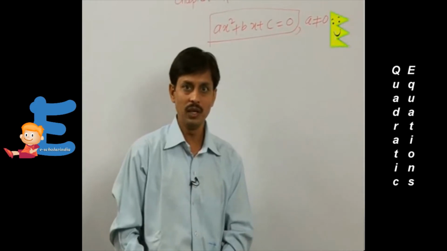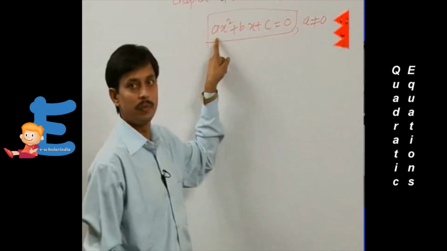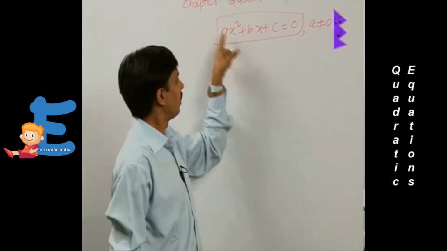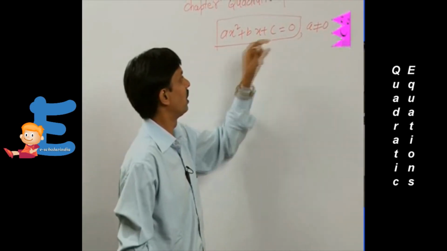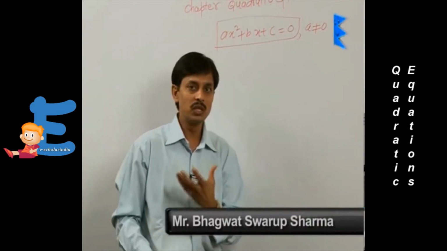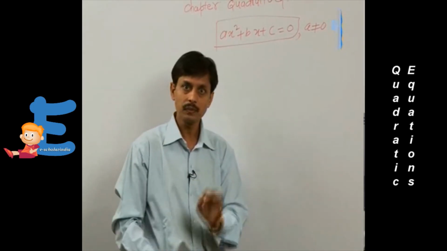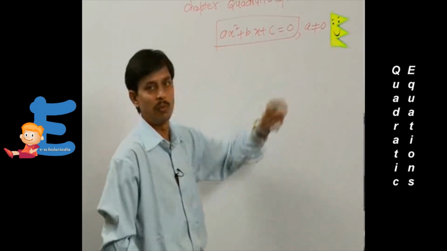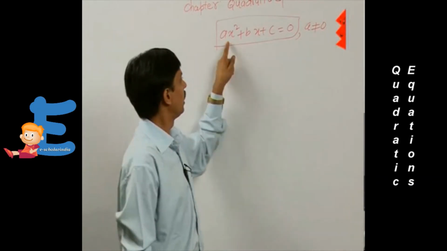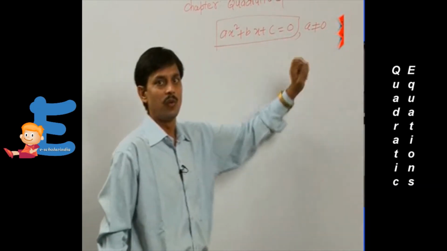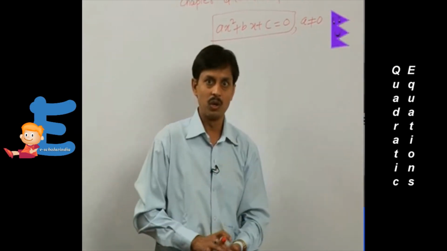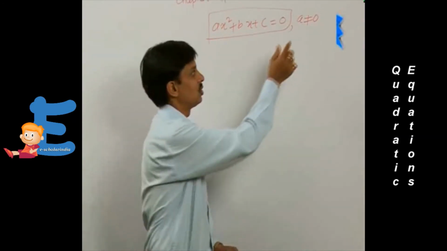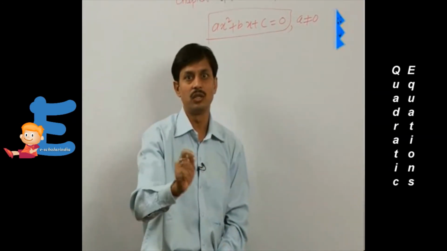The reason is very simple. If a becomes 0, then 0 into x square will be 0, and because of this the equation is converted to bx plus c. So this equation will not remain quadratic. So whenever we write the standard form of the quadratic equation, we must write ax square plus bx plus c is equal to 0, where a is not equal to 0. Because if a becomes 0, ultimately it will not remain quadratic. So this is known as the necessary condition, a is not equal to 0.